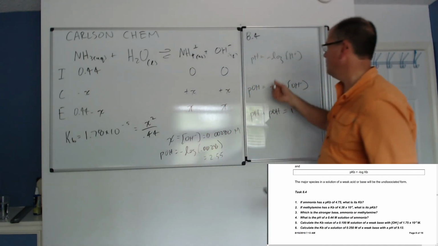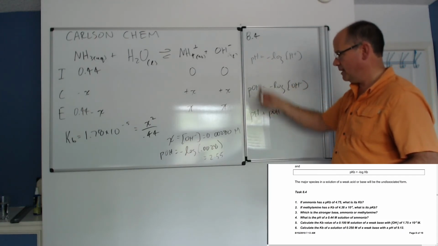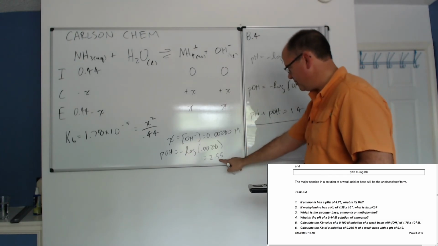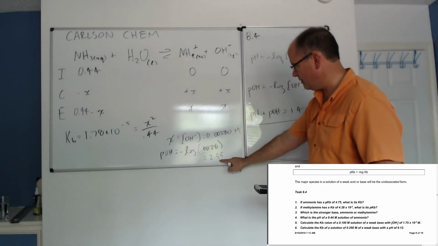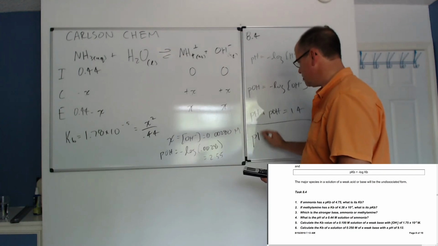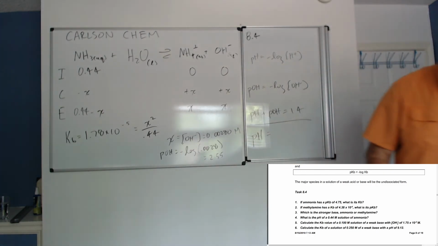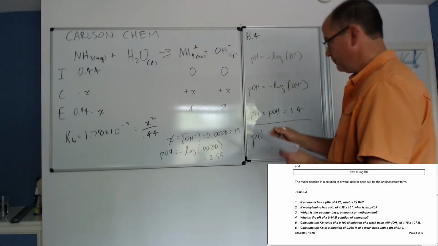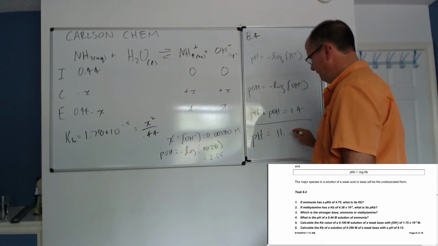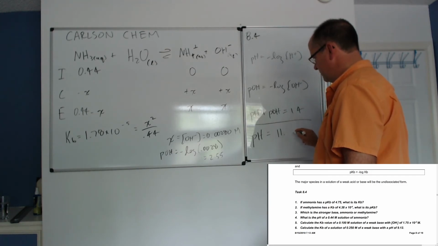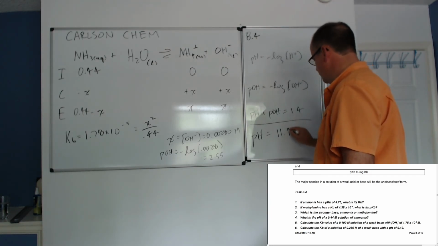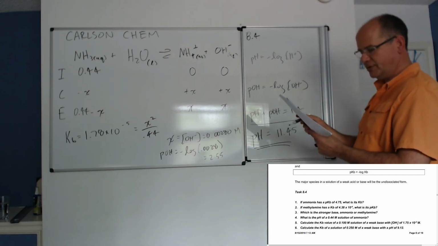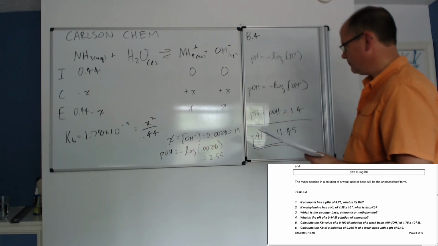I don't want the pOH. I want the pH. So take 14, subtract 2.55, and you're going to get the pH is 11.44. I guess it should be 11.45. So the answer to number 4 is 11.45.